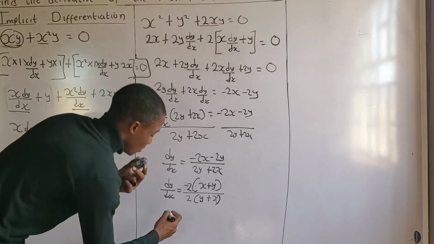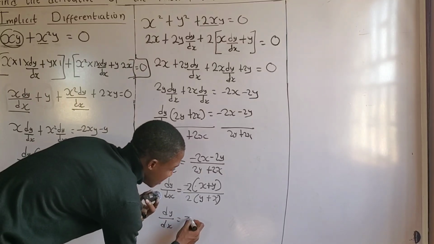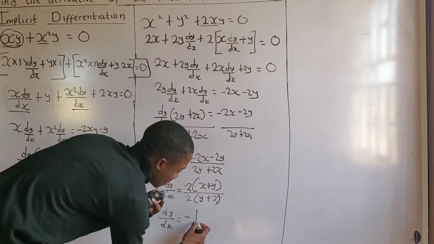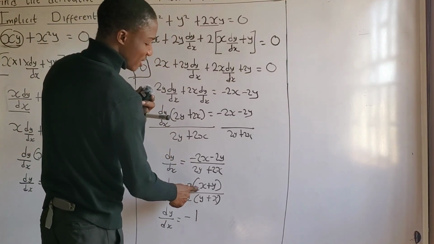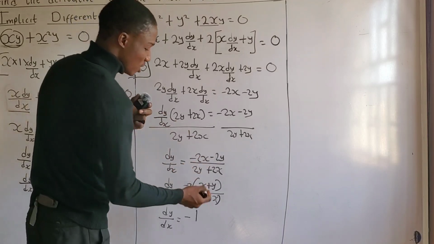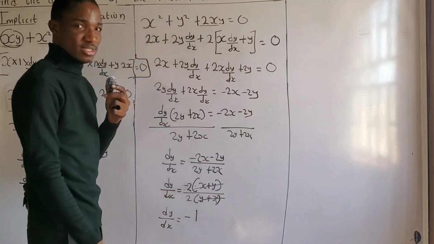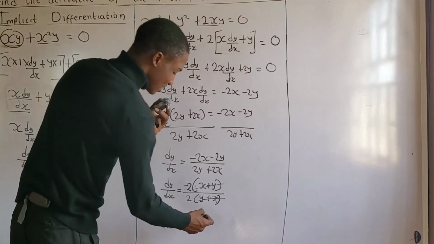So for this, I'm going to have dy all over dx is equal to negative 1. Do you know how I got this? x plus y is also the same thing as y plus x. Are you getting it? So this will cancel this. Do you understand? So negative 2 over 2 will give me what? Negative 1. So dy dx is negative 1.